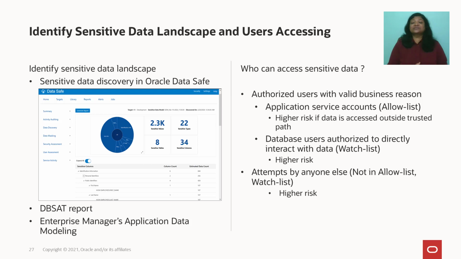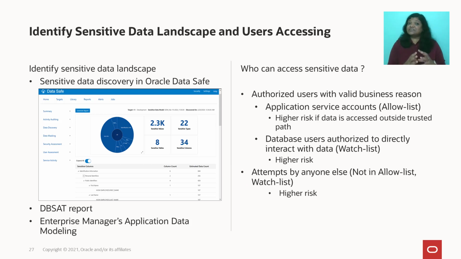There could be other database users authorized to interact directly with the data, maybe to generate some reports or perform some ad hoc queries. They constitute the watch list of users, and they represent a higher risk, and audit is strongly recommended for them. Attempts by anyone else who is not authorized to access the sensitive data, not in the allow list, represents the highest level of risk and should always be audited. The most effective way to create such a list of database users is to first identify the allow list of users and audit activities that are outside the allow list.